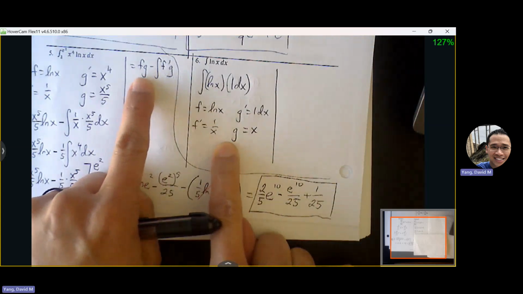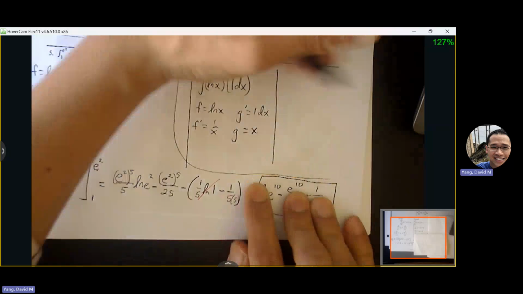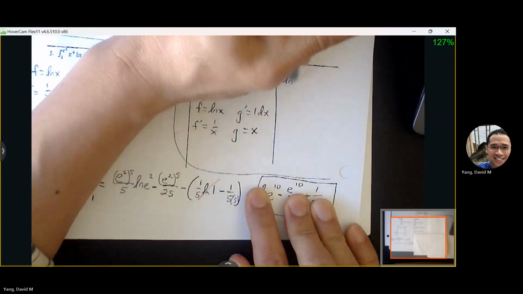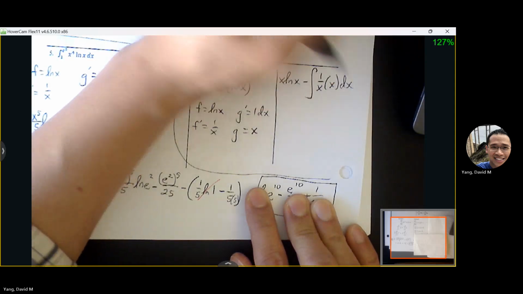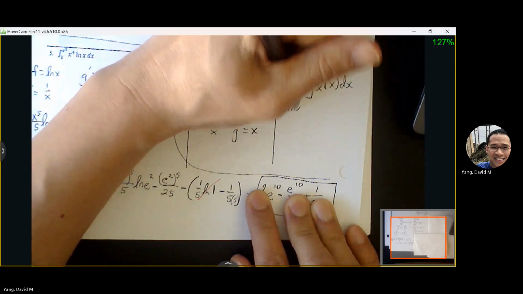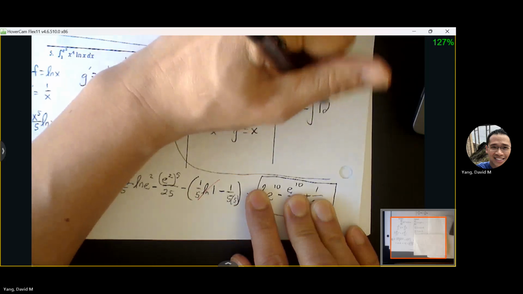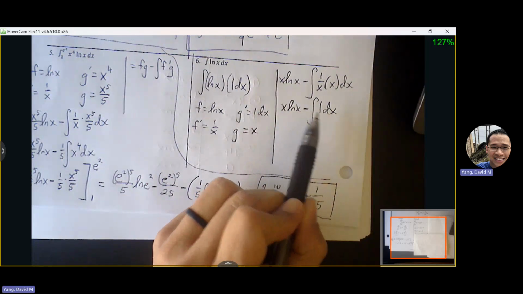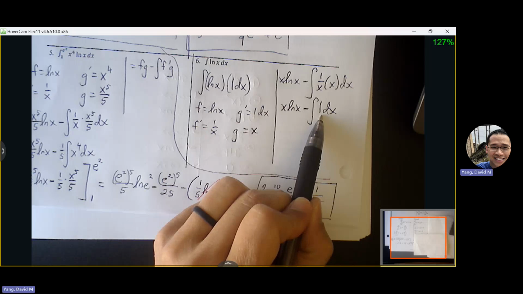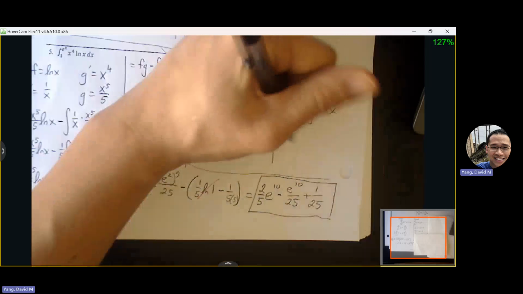Okay, fg minus integral of f prime g. This piece is finished. We just have to resolve the integral of 1 dx, which is x.